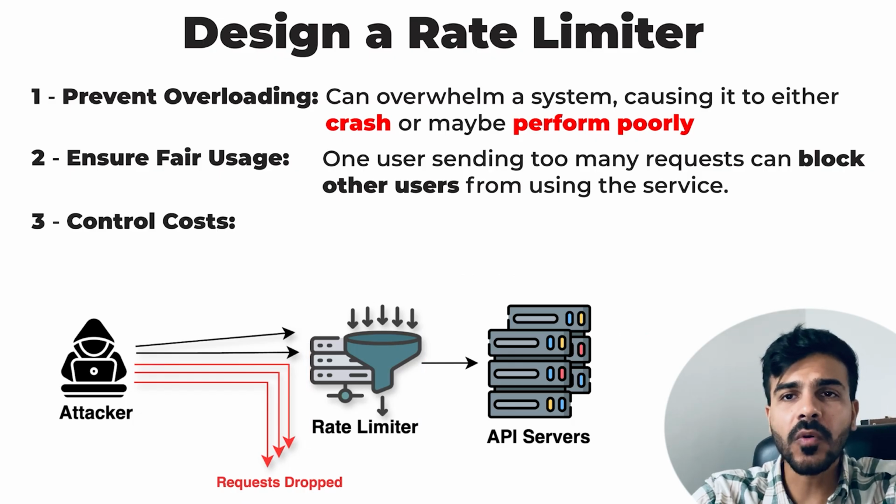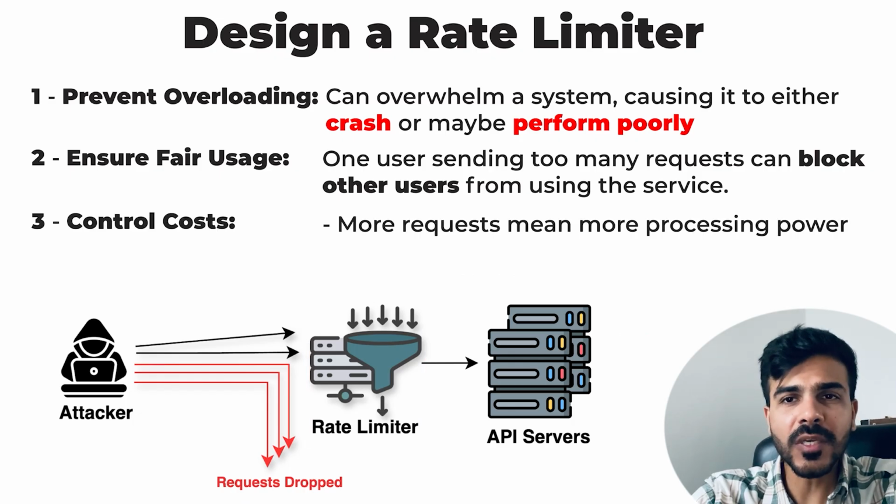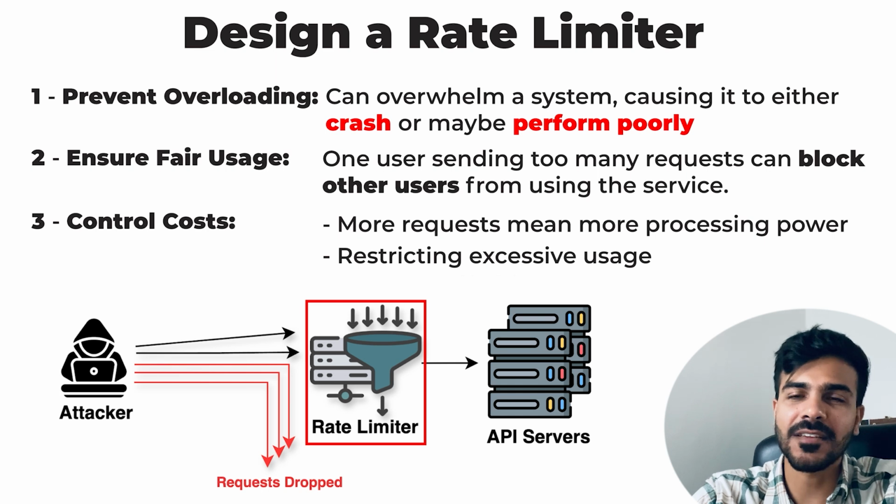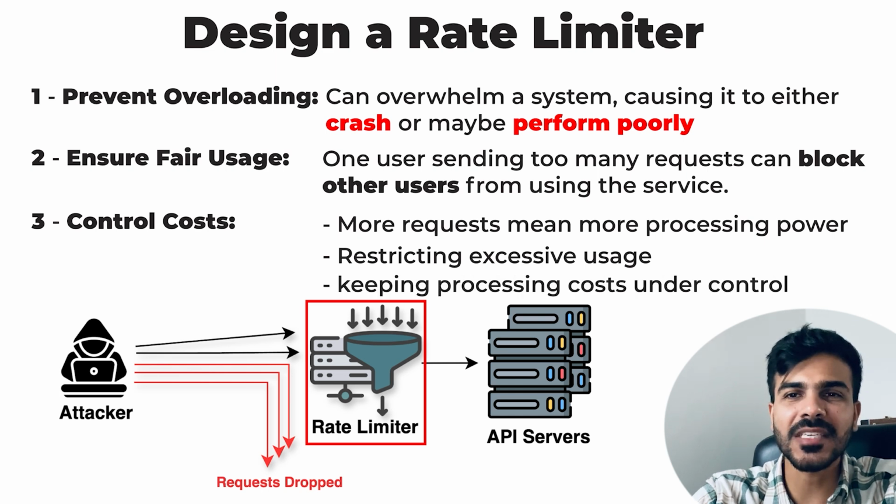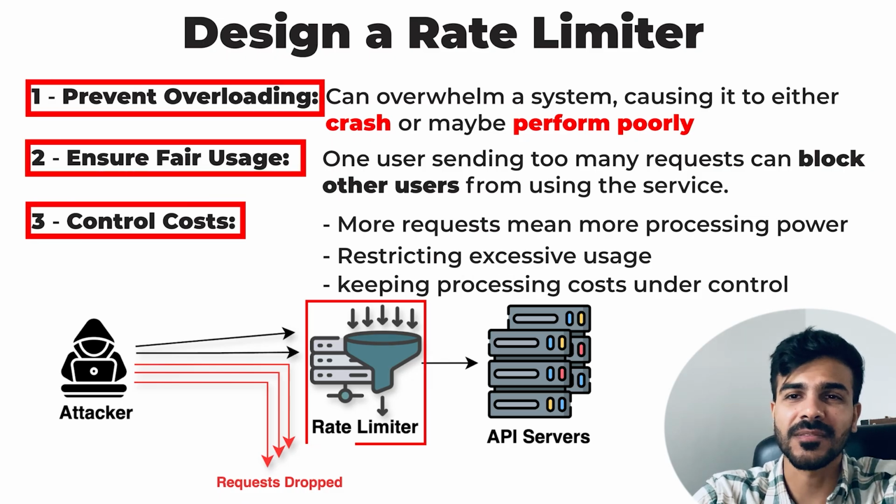Third, control costs. More requests mean more processing power and definitely higher costs. A rate limiter helps manage this by restricting excessive usage and keeping processing costs under control. That is why rate limiters are an integral part of system design, balancing performance, fairness, and cost efficiency.